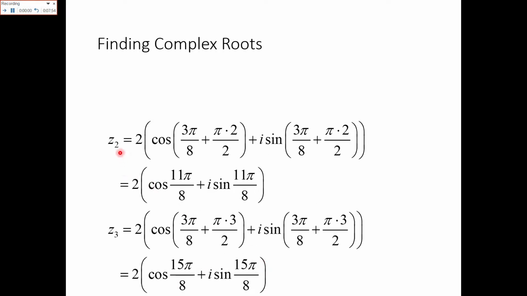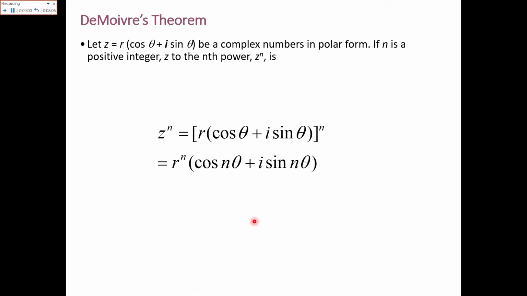Similarly for z2 we will have the value of k as 2, and for z3 we will have k as 3. So these are all the complex roots of the given question.